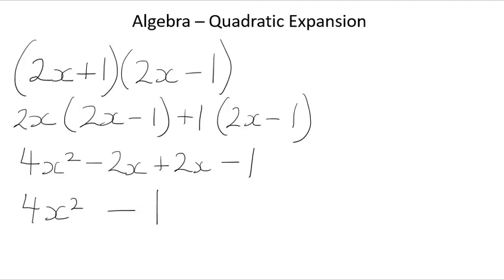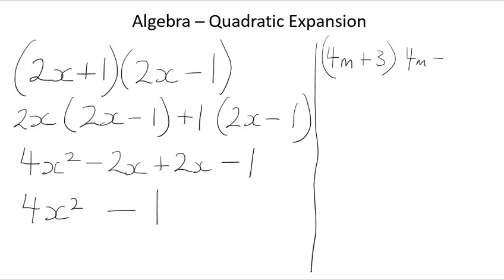It's too early to talk about a pattern, but let's do another example, and then you might spot a pattern. So let's take 4m plus 3 in our first bracket, and 4m minus 3 in our second bracket. What we're saying here is that the terms are identical, only the signs in the middle are opposite. One is plus, one is minus. So we're going to have 4m bracket 4m minus 3, plus 3 bracket 4m minus 3.